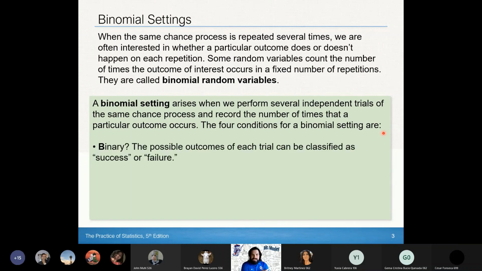First, is it binary? This means that the possible outcomes of each trial can be classified as a success or a failure. Essentially, you can have what you want or you don't get what you want. Is it binary?